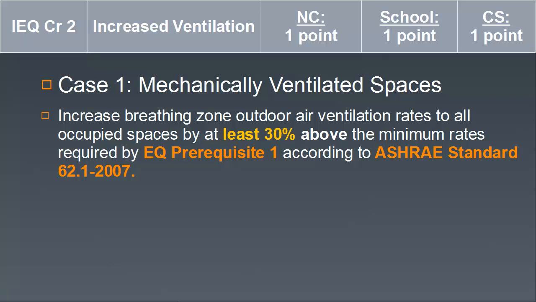Remember that breathing zone is within 3 to 6 feet above the finished floor area. So you need to increase the ventilation rate to all occupied spaces by at least 30% above the minimum rates required by Indoor Environmental Quality Prerequisite 1, according to ASHRAE Standard 62.1. So the important thing to memorize for this credit is the 30% increase in outdoor air ventilation rate above the ASHRAE Standard 62.1.